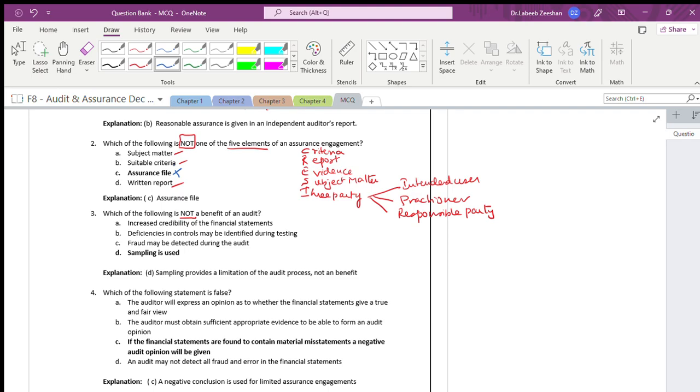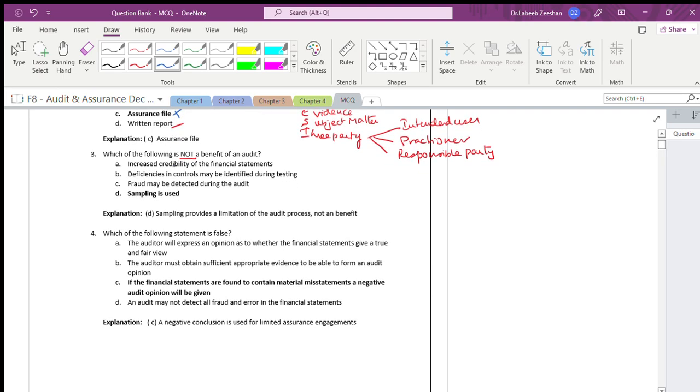Okay, next. What is the benefit of the audit? What happens with the audit? When we are talking about the audit, the credibility and value of financial statements will increase. Deficiencies in control can be identified during testing. Is it right? Next week, we will start the real thing: audit risk, audit procedures, and test of controls. Substantive procedures next week will be more specific.